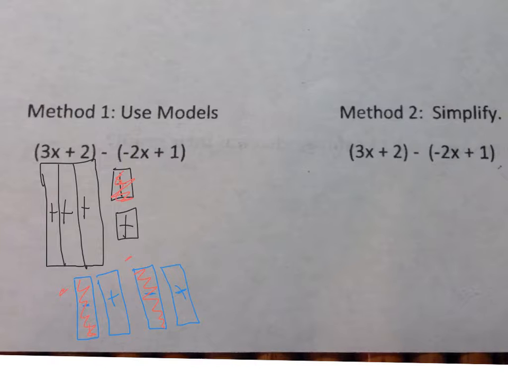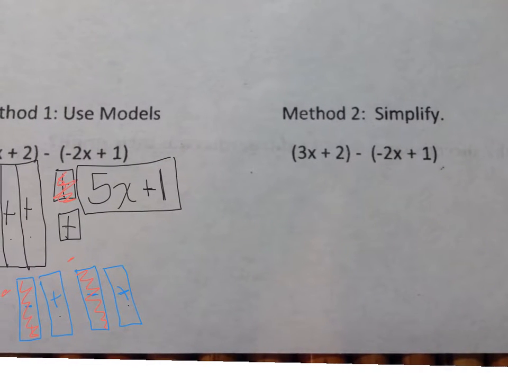So looking at what I have left, I have 1, 2, 3, 4, 5 positive x's. So this would be 5x. And then I have 1 positive. Okay. So that should be my answer. Let me go ahead and show you algebraically how we would do this. Move this over a little bit.